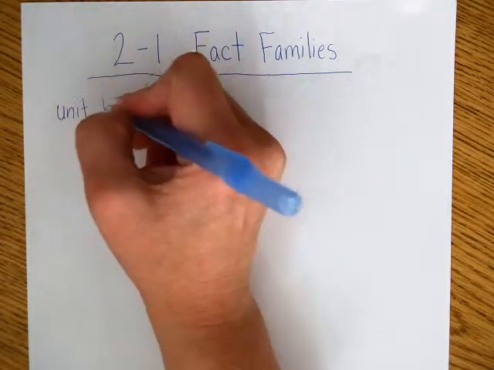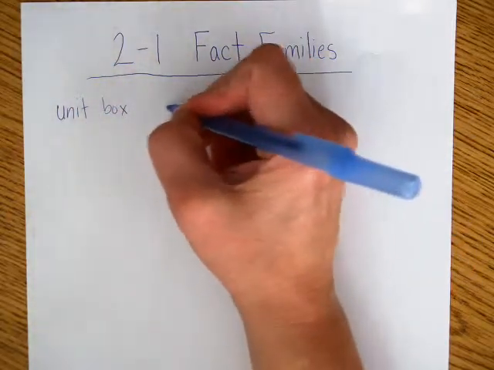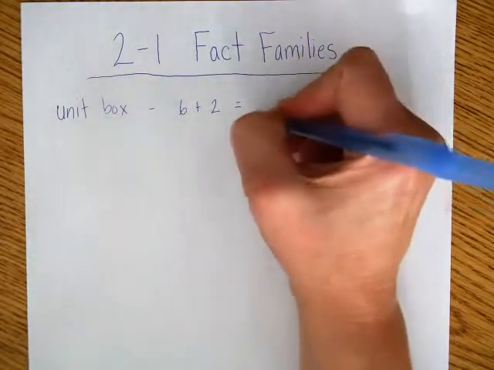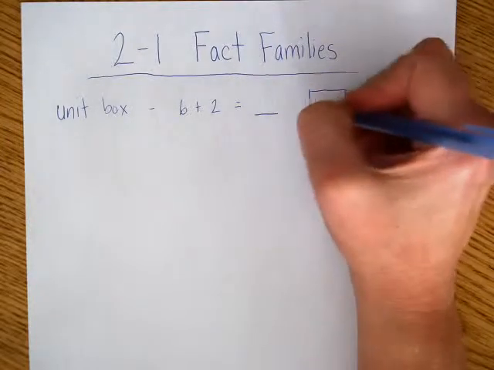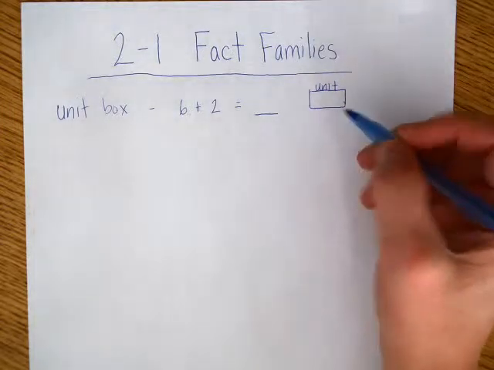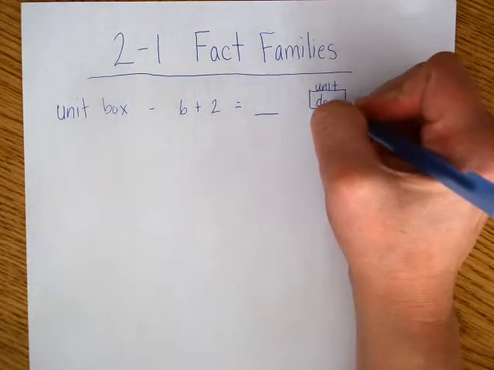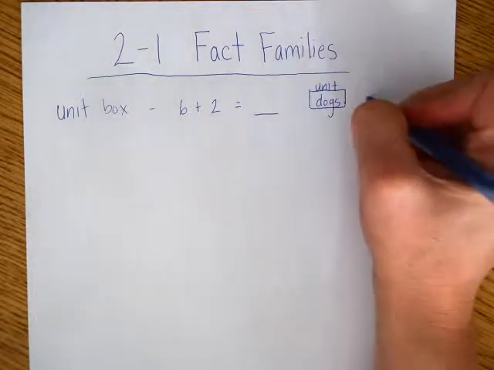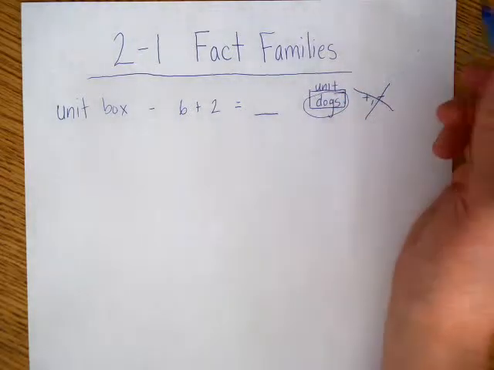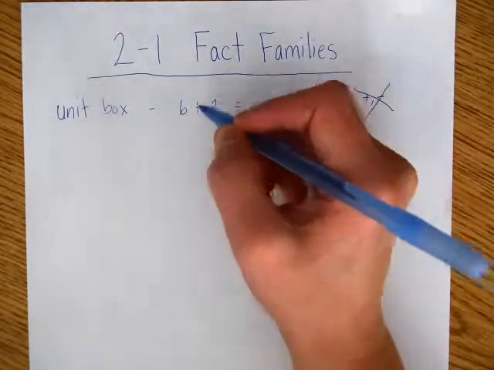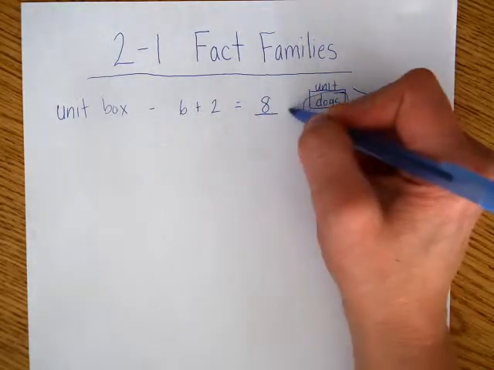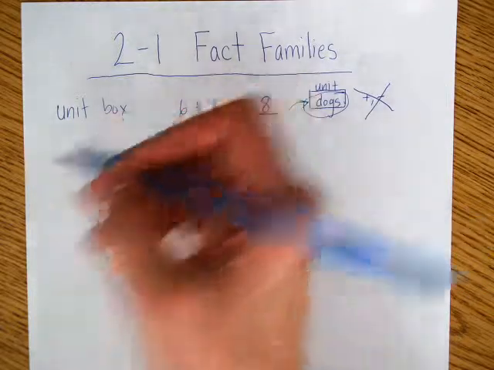We have unit box, which is essentially the kids will see a problem and it might say like 6 plus 2 equals, and then there's a blank, and then there's a unit. There will be a box labeled unit. When kids see this box, we want them to write something in there like dogs or cats or pencils. Okay? We don't want them to write plus or minus. That's not the unit. The unit is a noun, it's a thing. Okay, so it'd be like 6 dogs plus 2 dogs. That equals 8 dogs. So that's what the unit is, and that's what the unit box is talking about.